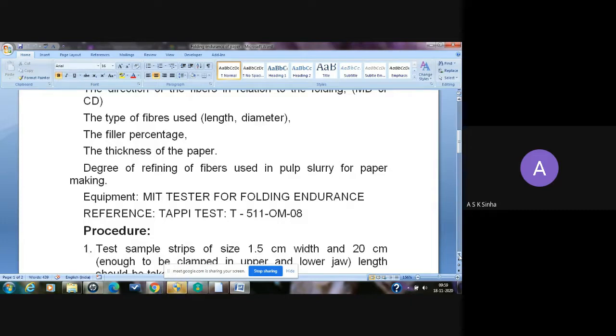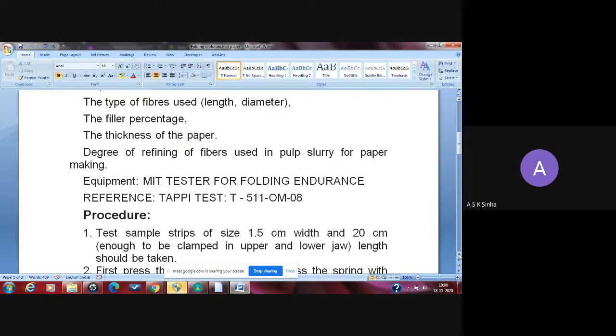So if you have a very high fiber length and a good length to diameter ratio that is nearly varying in the range of 100 plus minus something, that will give you high fiber to fiber bonding and high strength due to the hydrogen bonding here.